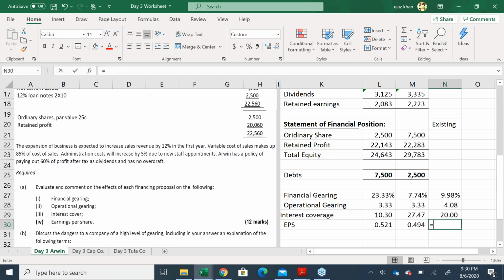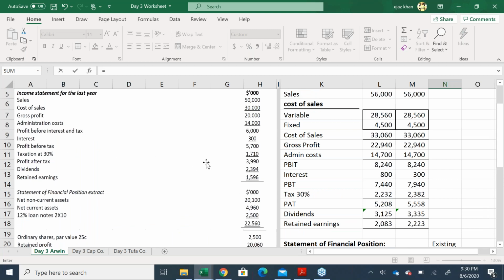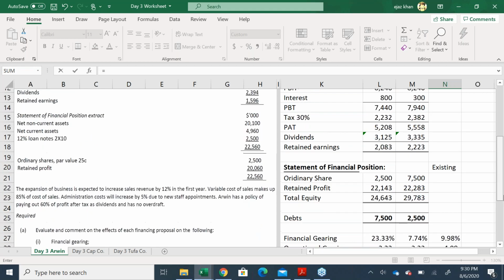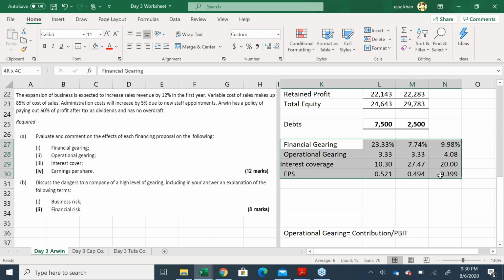And what about the existing EPS? The existing EPS will be the profit after tax, 3990, divided by 10,000. Okay, so here is the situation.